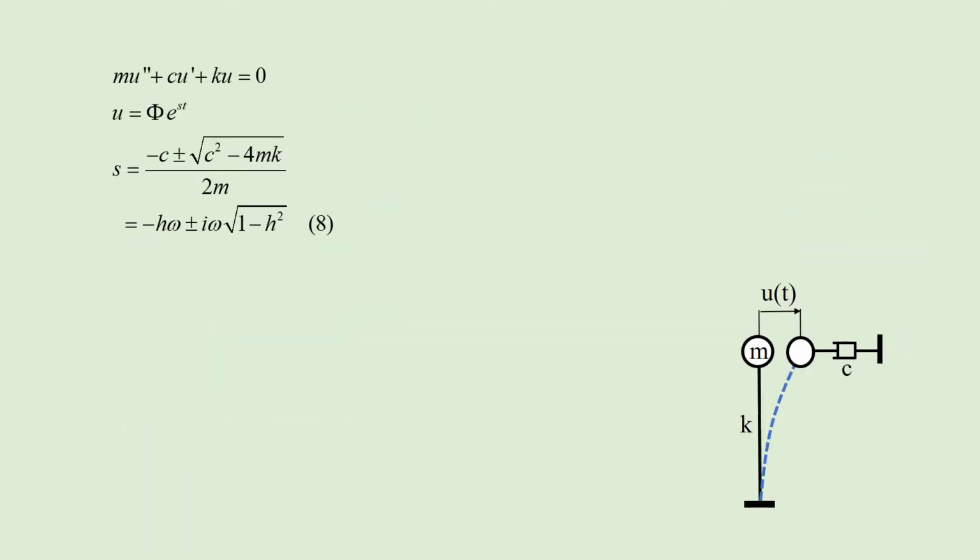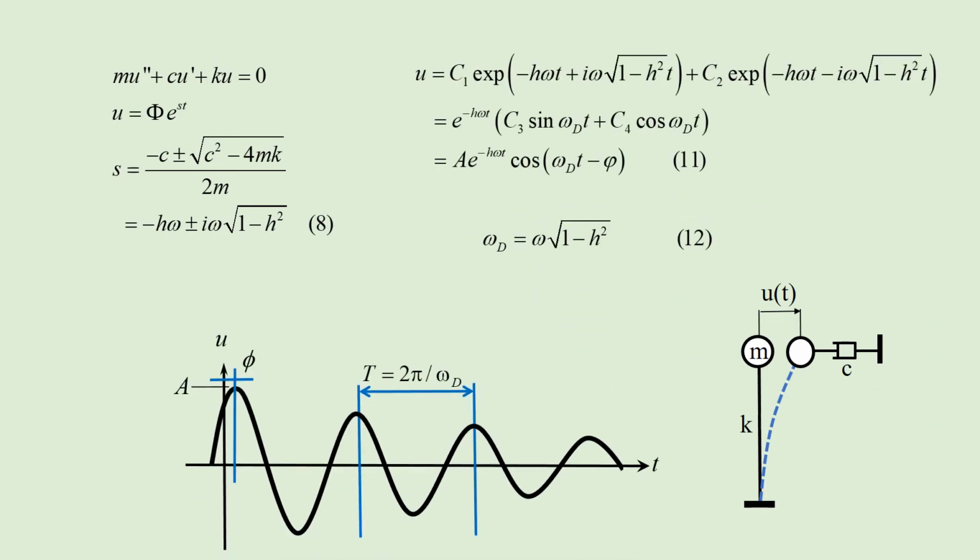Putting s to u in these equations, we can find u as equation 11 with omega d of equation 12. This is illustrated in the graph. A is the amplitude. The natural period T equals 2 pi over omega d, and phi is called phase. As you can see, the vibration gets smaller, which is due to the damping.